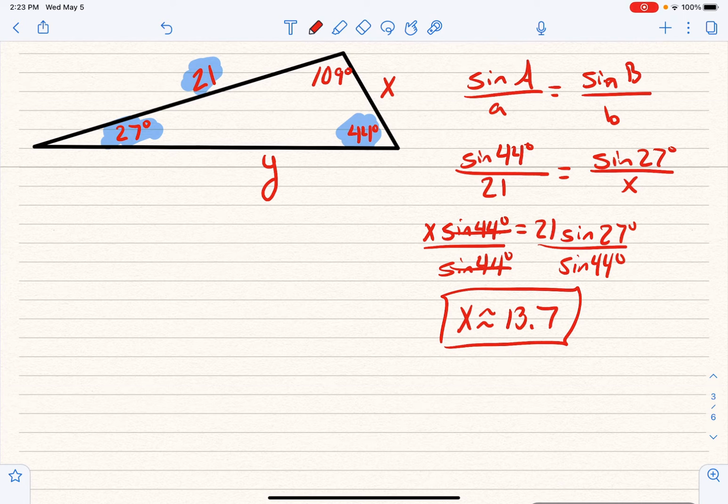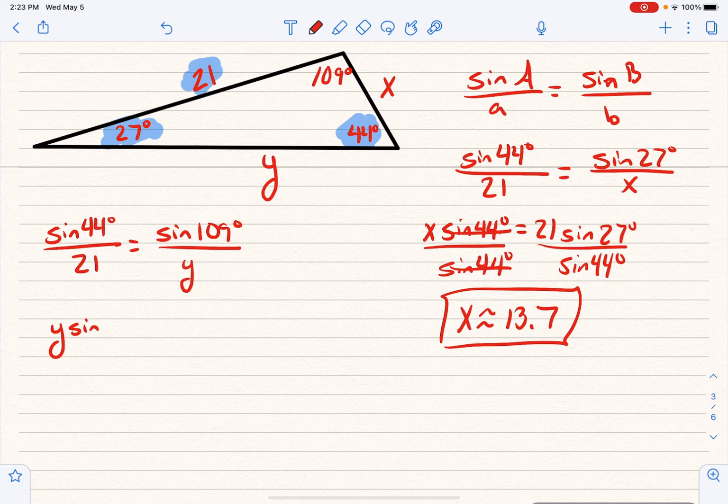I'm going to start it out the same way and say the sine of 44 degrees is to 21 in the same way that the sine of 109 degrees is to y. So we're going to cross multiply, get that y times the sine of 44 degrees is equal to 21 times the sine of 109. All right, divide both sides by the sine of 44 degrees.